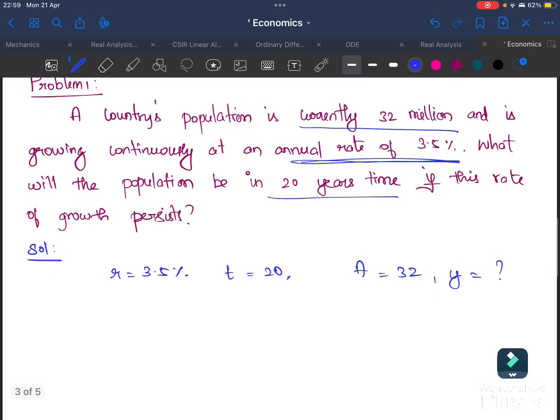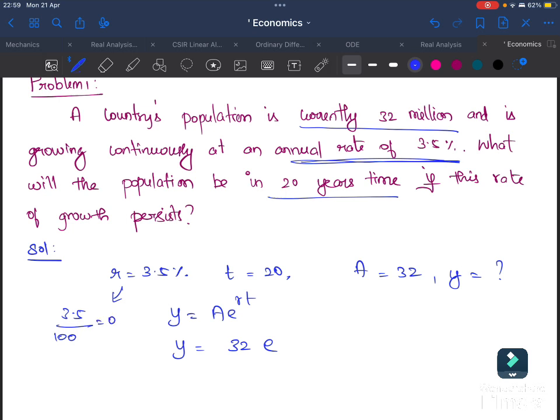So just apply it in the formula. Y is equal to A into e power RT. So Y is equal to A, 32 into e power R, which is 3.5 percentage. Since it's 3.5 percentage, I have to convert it into a value, that is 3.5 divided by 100.